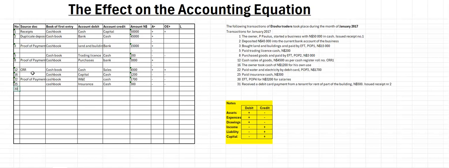Okay, then we have our second last transaction. We have our EFT for salaries. So we have proof of payment. Cash book is our first book of entry. Salaries would be increasing on the debit side, and cash, not cash, sorry, bank would be decreasing, and that would be for $3,200. And then our assets would be decreasing and our owner's equity would be decreasing.